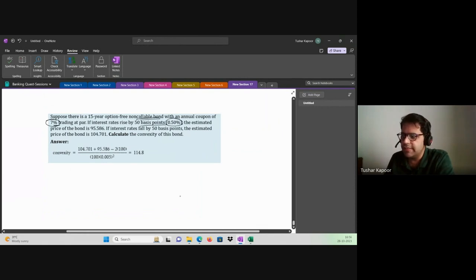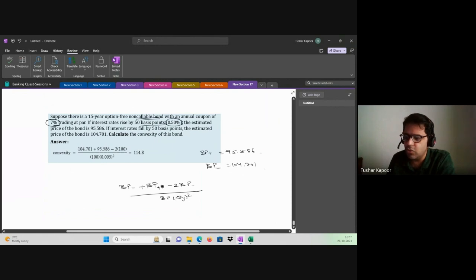The estimated bond price is 95.586. And when the interest rate decreases, the bond price increases, and that is where we have 104.701. So all I do here in the formula is BP minus plus BP plus, minus 2 times BP zero, divided by BP zero into change in yield square.